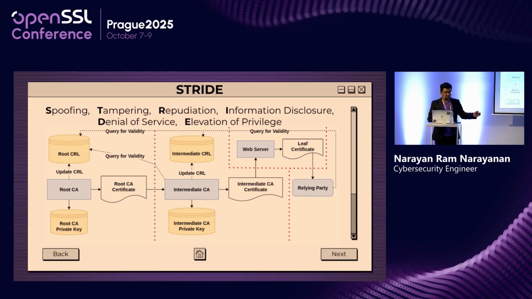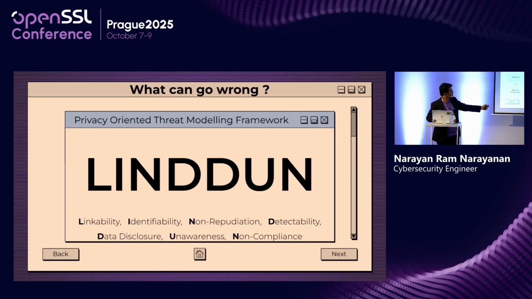Okay, so let's move on to the next step. Till now we saw STRIDE, that is security-oriented threat modeling. Another powerful methodology is called LINDDUN. LINDDUN is privacy-oriented threat modeling. It's again a mnemonic for 7 threat categories: linkability, identifiability, non-repudiation, detectability, data disclosure, unawareness, and non-compliance.